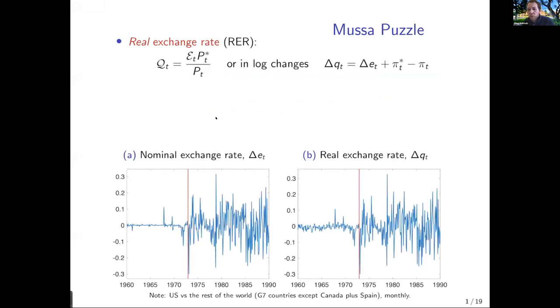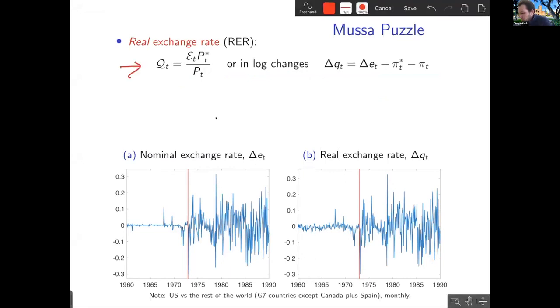So just to refresh, what is the Mussa puzzle? Well, it is the fact that when there is a switch from a pegged nominal exchange rate regime to a floating nominal exchange rate regime, simultaneously there is a stark change in the equilibrium properties of the real exchange rate. The real exchange rate is a relative price of consumption baskets in the two countries. It's a real relative price. The nominal exchange rate is the relative price of currencies. It's a monetary object, and it's not obvious why the two should change their properties simultaneously, but that's what happens in the data, and it's just a very stark thing.